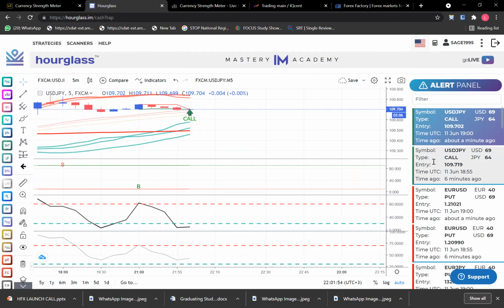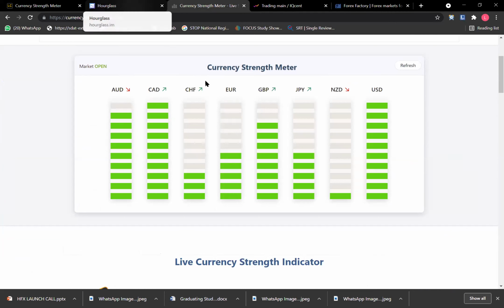Can you guys hear me? USD against JPY, according to what we see here, 69 against 64. Is this market going to buy or sell? All right, wonderful. This market is going to buy. So basically, you're looking at all the currencies and knowing the direction of the market. So yes, I look at the inbuilt currency strength meter in Cashtrap. I also look at the currency strength meter on currencystrengthmeter.org, just so I know the distance between the two.